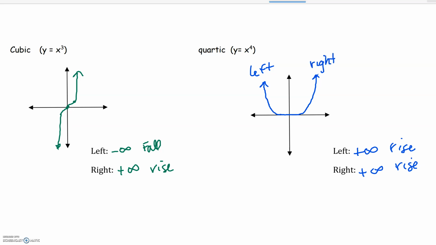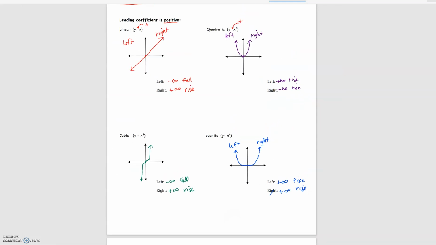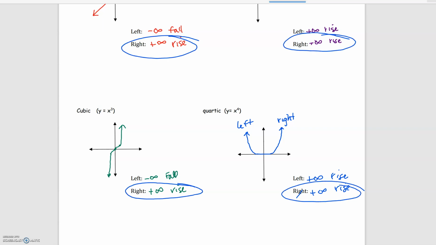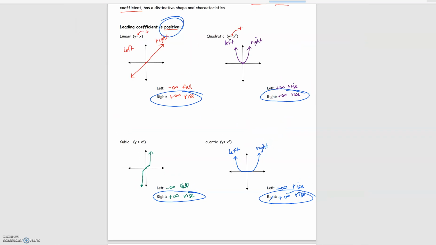Okay, all right, so let's take a look here. The leading coefficient is positive. Do you notice anything that's the same for all of these rises and falls? Fall, rise. So it's not the left, but hey, look at that. The right side, or the end of the graph, are all positive. So when the leading coefficient is positive, the right side is positive.